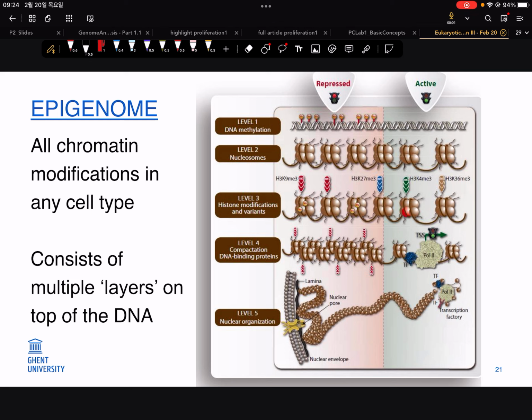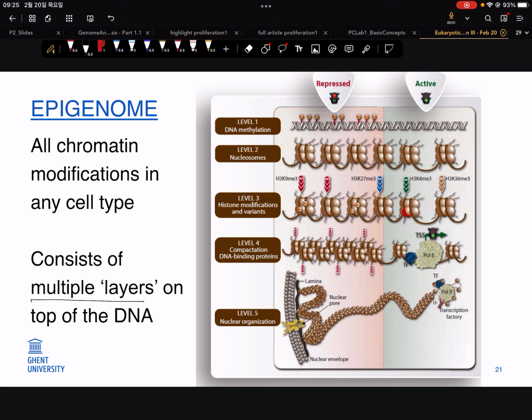So the epigenome, in general, consists of multiple layers. And we have discussed already a few of those layers now. At level 1, we have discussed DNA methylation, and in repressed state you often have high levels of DNA methylation, while in active genes you have lower amounts of DNA methylation. The nucleosome organization, I will talk about that next week, but histone modifications we have discussed today. The methyl groups that are added on the N-terminal tails, or the acetyl groups.